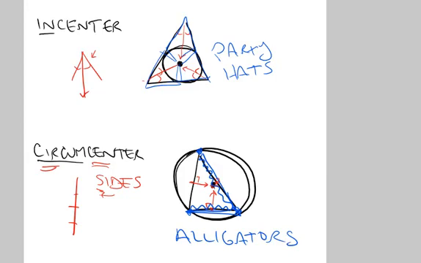So hopefully with this and the lesson notes on Canvas, you have a better idea of the difference between an incenter construction and a circumcenter construction.